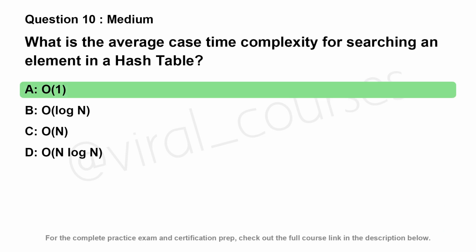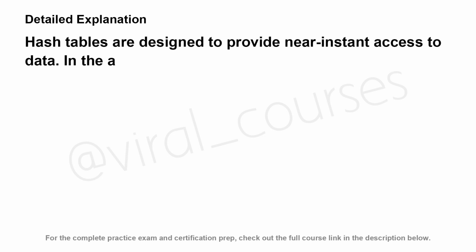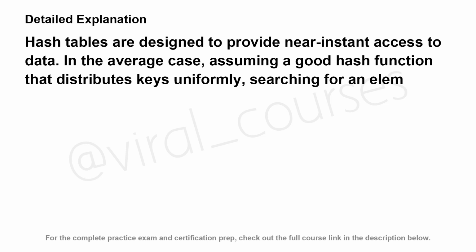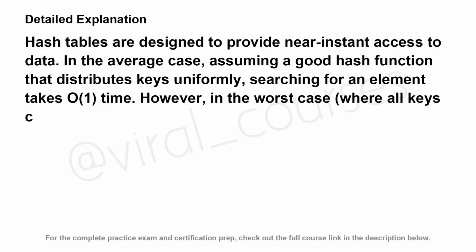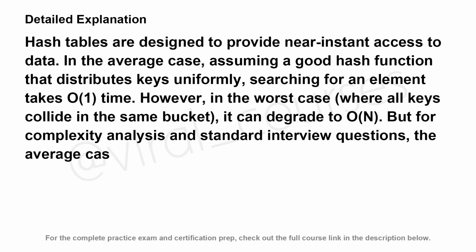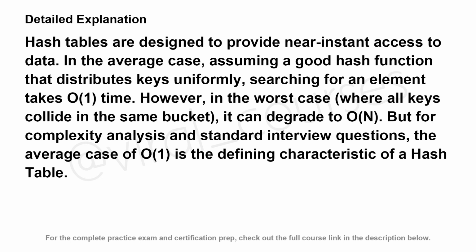The correct answer is A. Hash tables are designed to provide near-instant access to data. In the average case, assuming a good hash function that distributes keys uniformly, searching for an element takes O(1) time. However, in the worst case, where all keys collide in the same bucket, it can degrade to O(n). But for complexity analysis and standard interview questions, the average case of O(1) is the defining characteristic of a hash table.